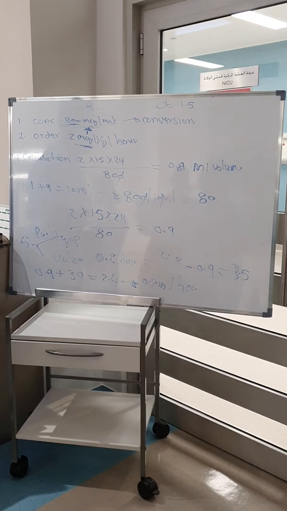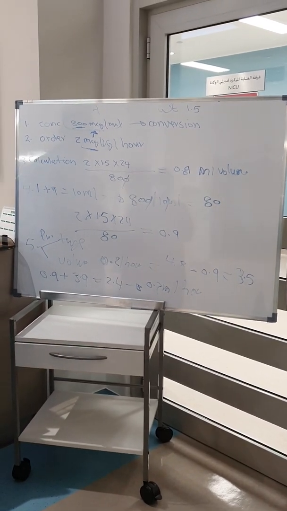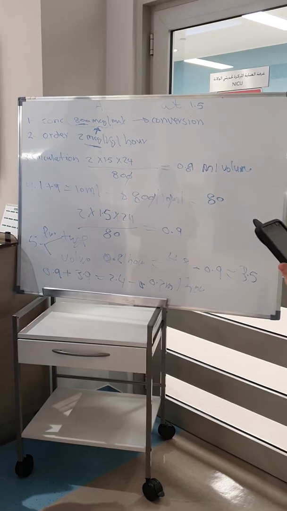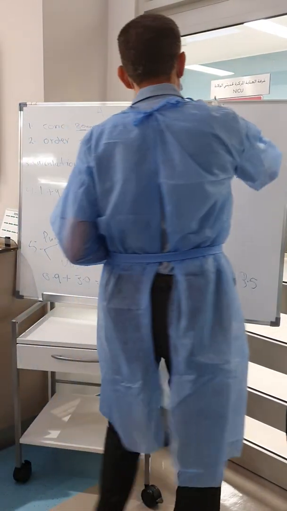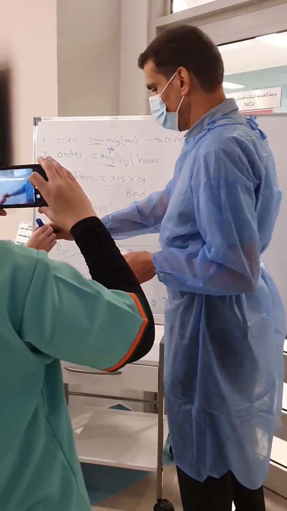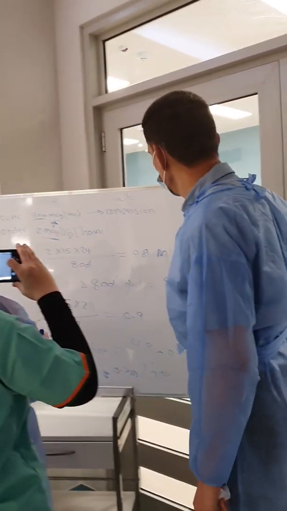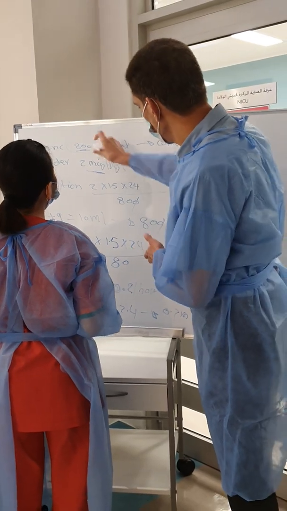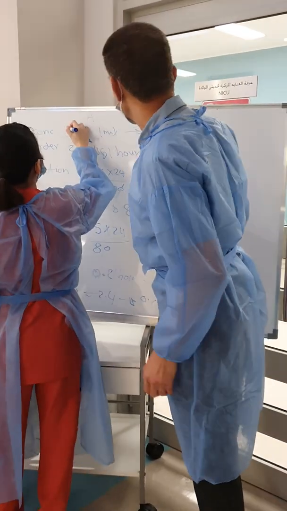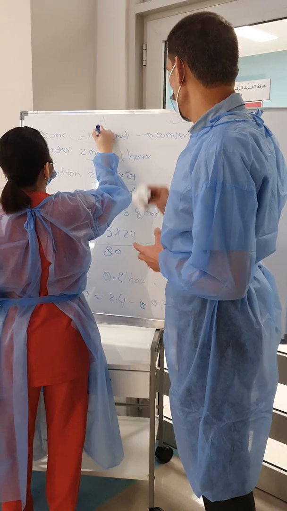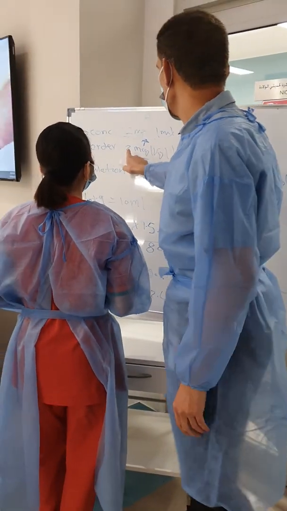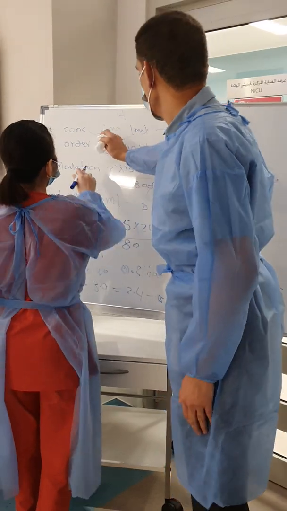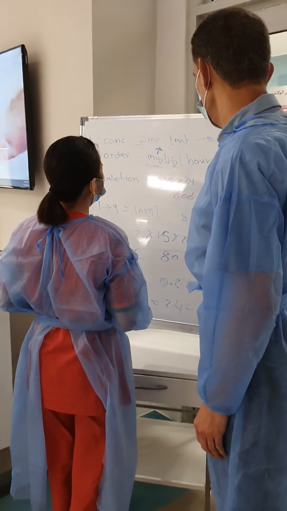Who wants to volunteer? Okay? We'll make it a little bit difficult. So the first example, we'll change the weight. Let's say the weight is 1.3. It gets more difficult. The concentration of medication, let's say, is 2 milligram per ml. And the dose is 3 mcg per kg per hour. Okay?